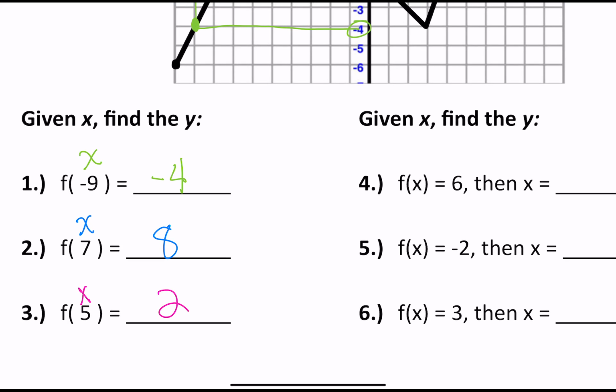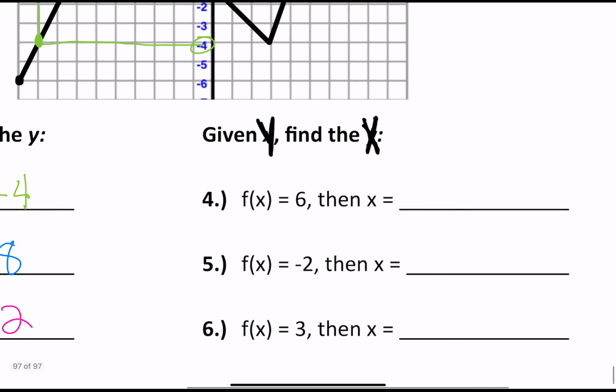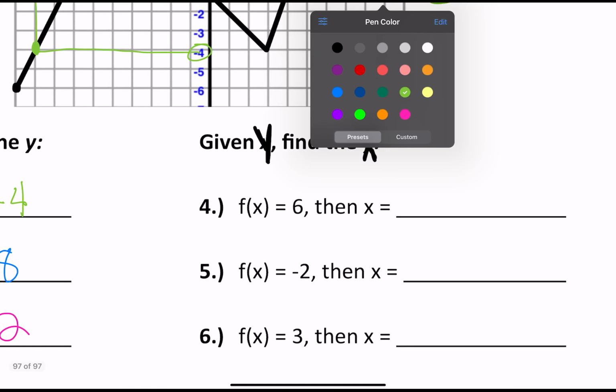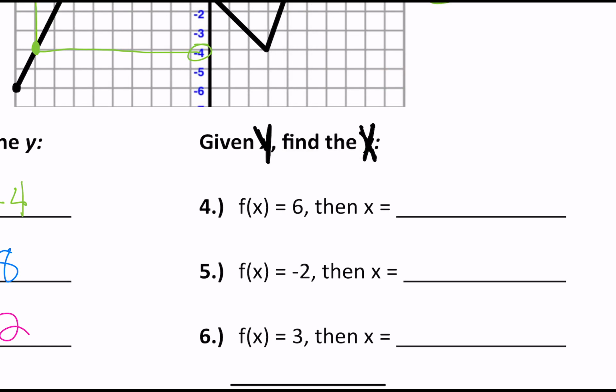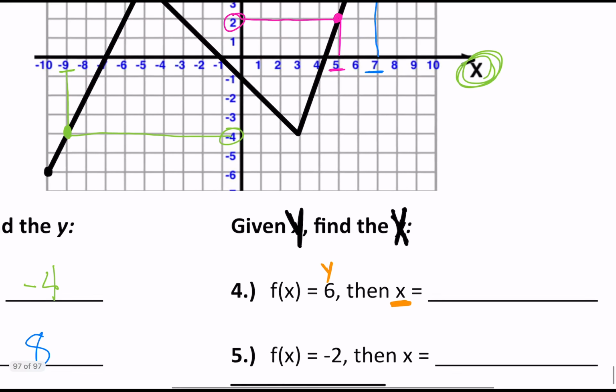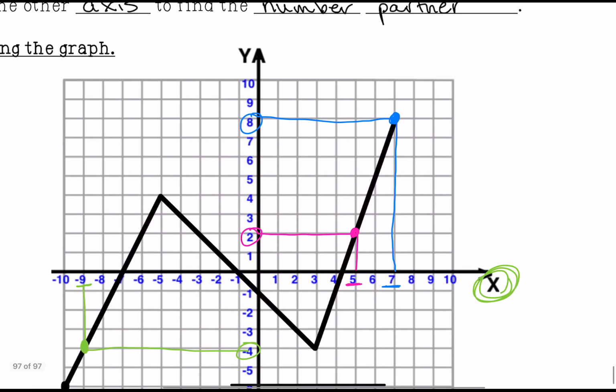Okay? In the next one here, we're given y, and we're going to find x. This first one, we have f of x equals 6, then x equals something. This is telling me that I have to figure out x. So this means that this 6 has to be y. So 6 is our y. So we're going to look at the y-axis and find 6. Here is 6 on the y-axis. We're trying to figure out its x value, its number partner.